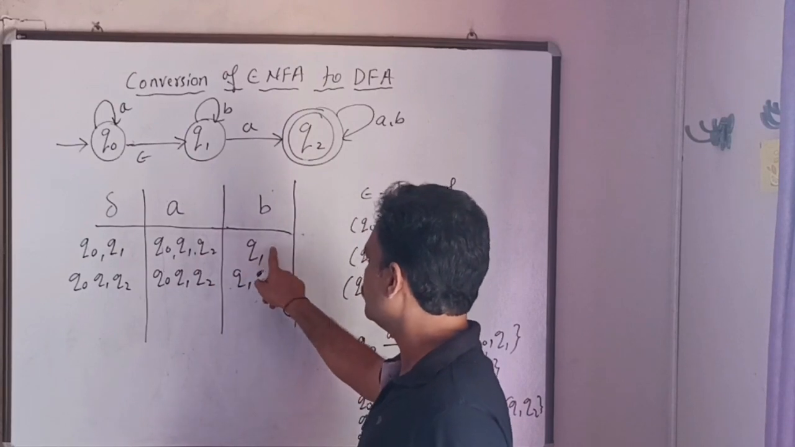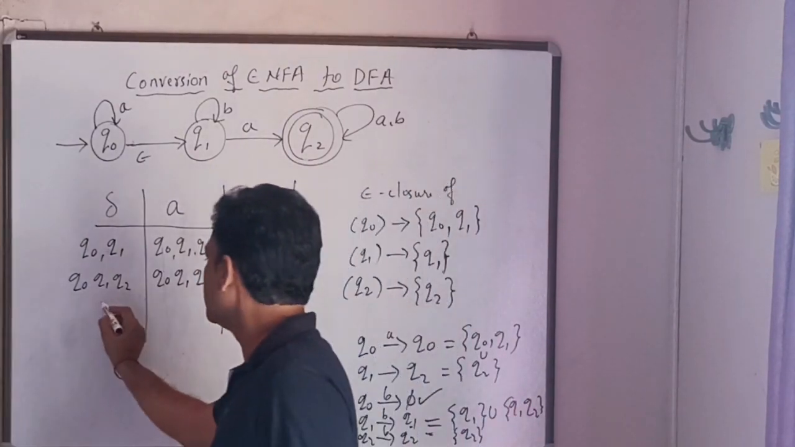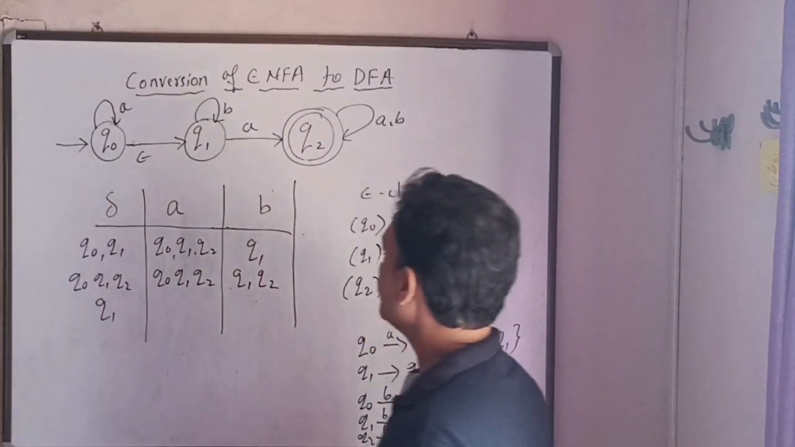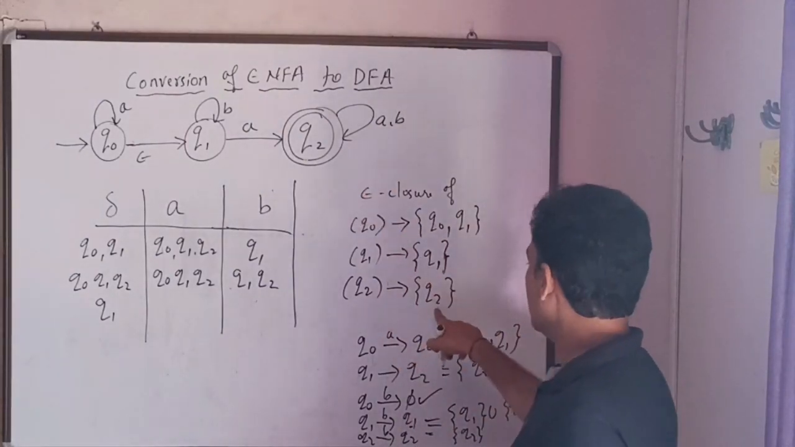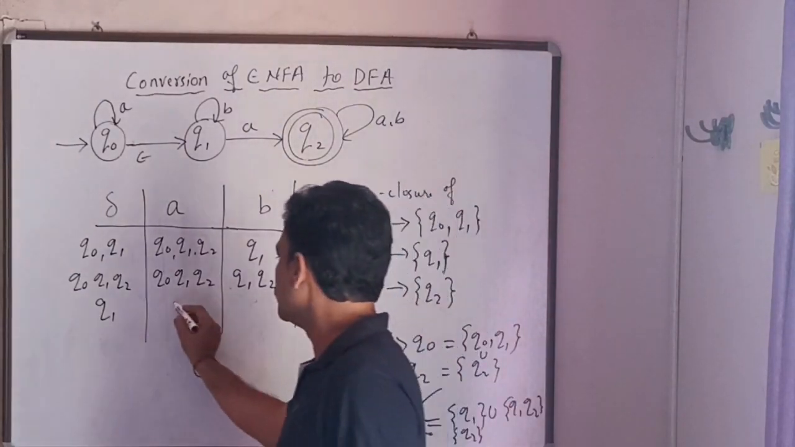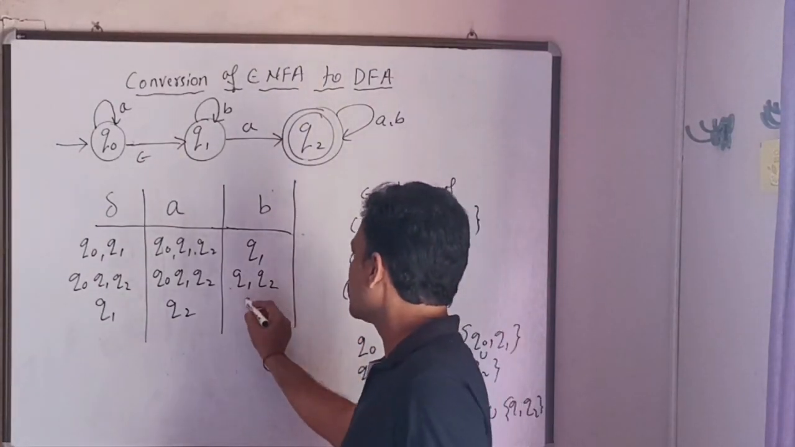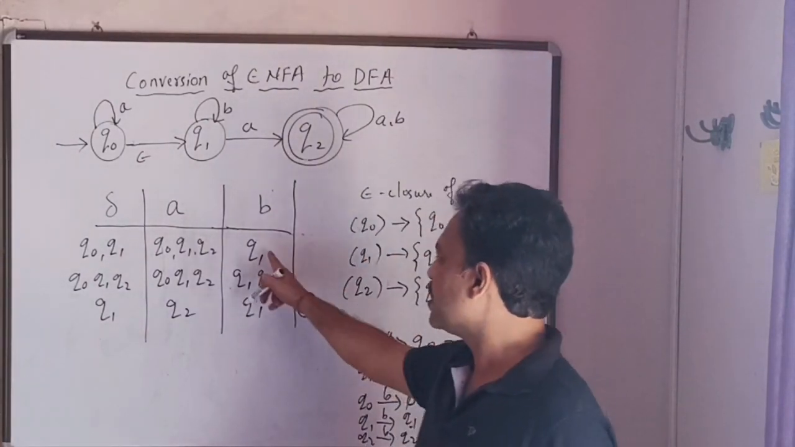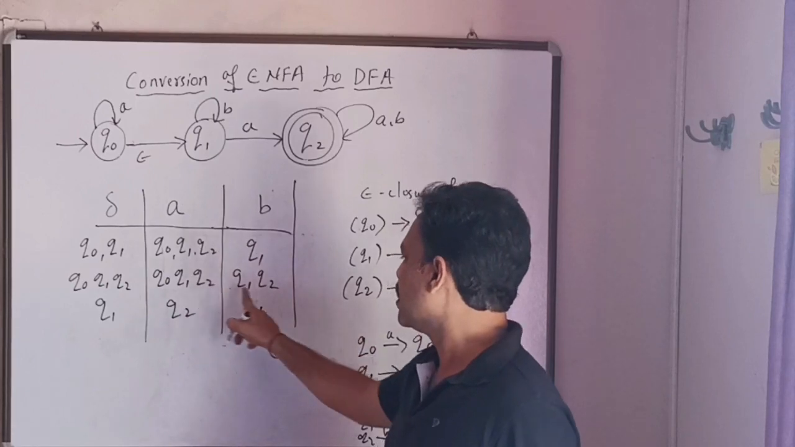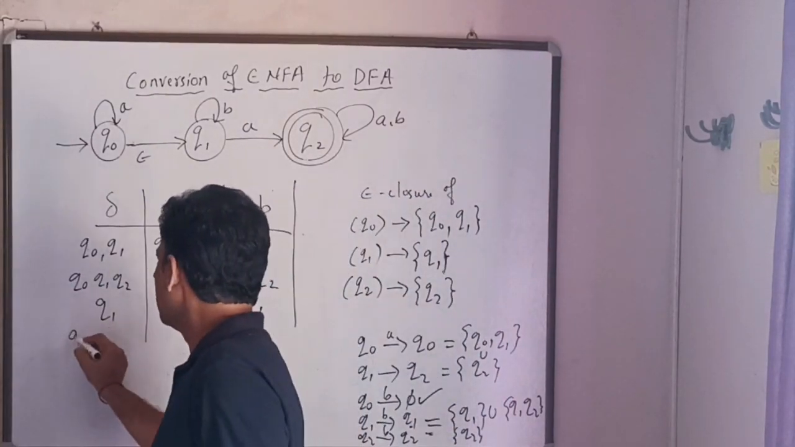Now we have another new state, that is Q1. Just find out Q1 on A is Q2. Epsilon closure of Q2 is Q2. Q1 on B is Q1 itself, and epsilon closure of that is Q1. So we are done with this state. Now we have Q1, Q2.